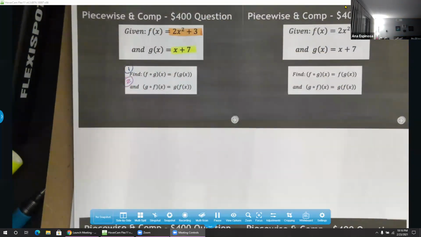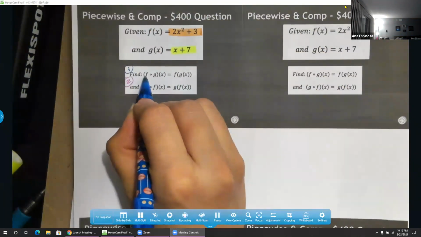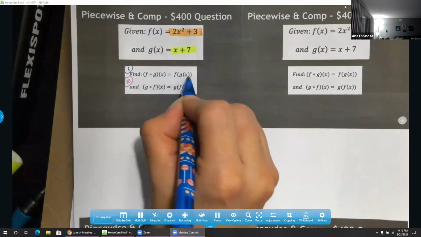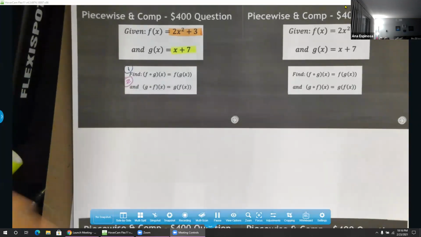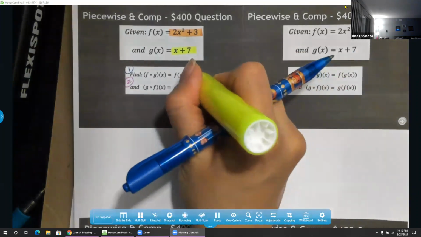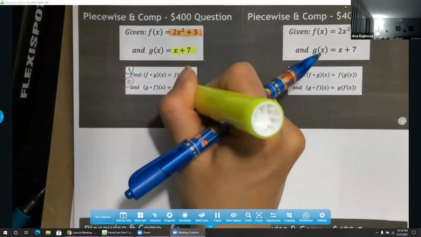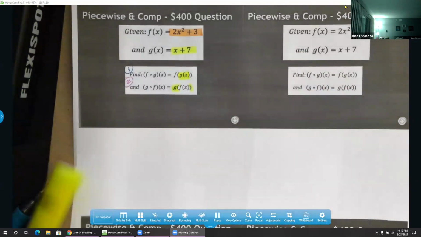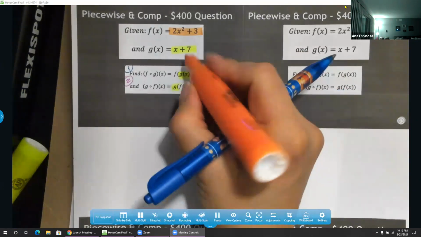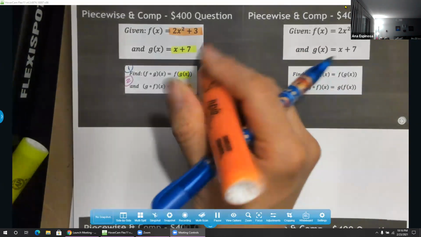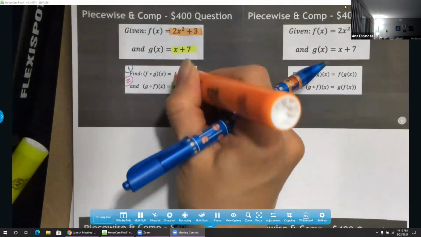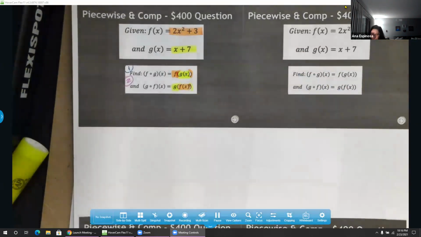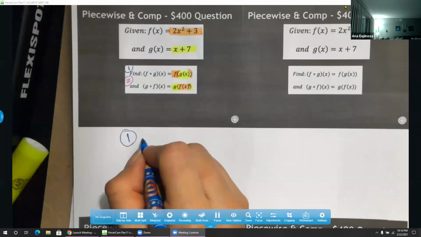Orange. Okay, so I want you to find f of g of x. So g is yellow. G is yellow. F of x is orange. Okay, so for the first one, number one, it tells you to do f of g of x.